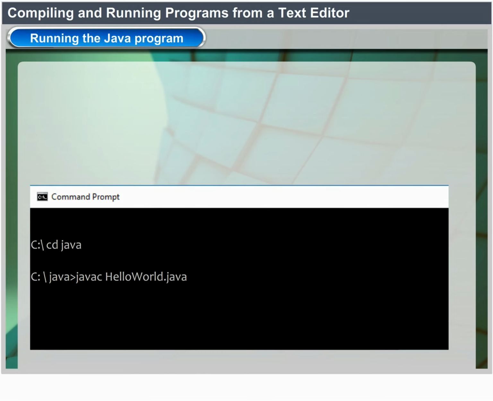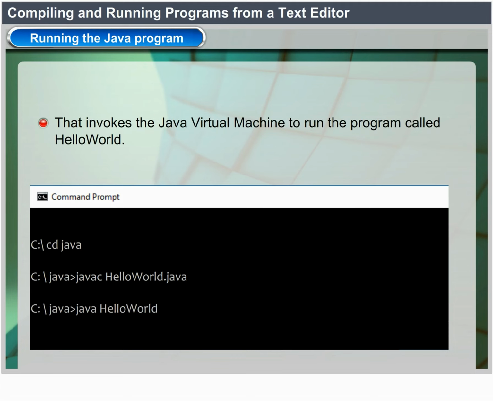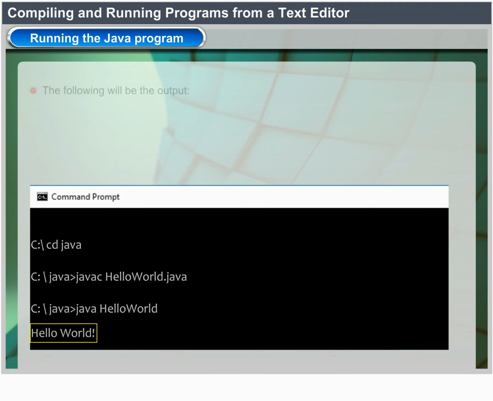Running the Java program. Type the following command to run the program. java HelloWorld. That invokes a Java virtual machine to run the program called HelloWorld. The following will be the output.